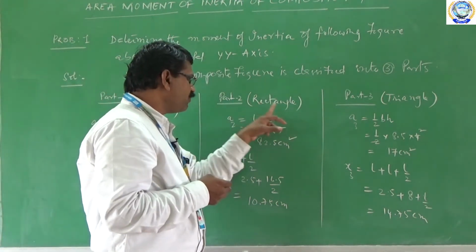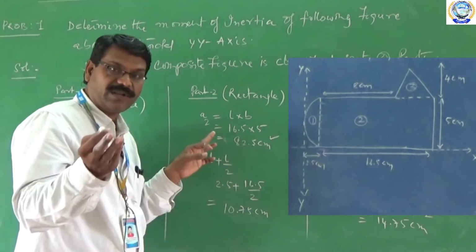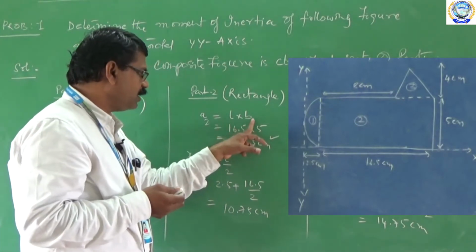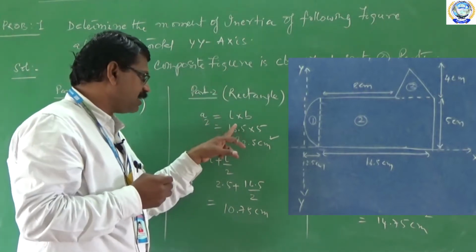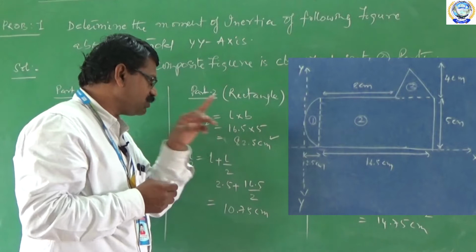In part 2, the rectangle, the formula for area A2 is equal to L into B. If you look at the second portion of the given composite figure, my L is 16.5 and B is 5 centimeters.